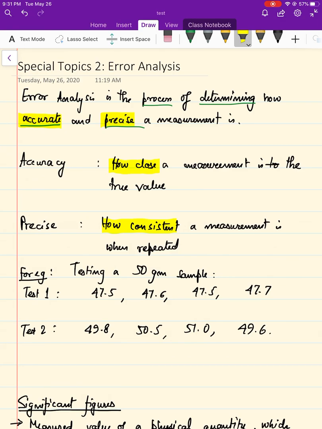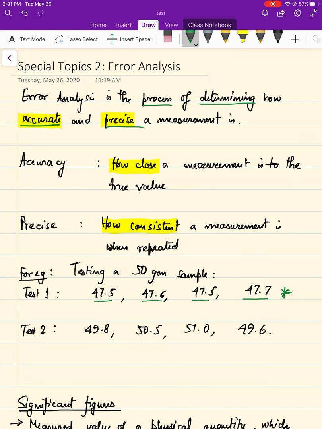So for example, let us take a case when we are testing a 50-gram sample, and the first test gives us a result of 47.5, 47.6, 47.5, 47.7. In this case, you see that the values are really close to each other, right? So we get values which are almost the same and differ only very slightly. However, it's divergent from the real value, which is 50 grams. So it's pretty far from this value, which is 50 grams.